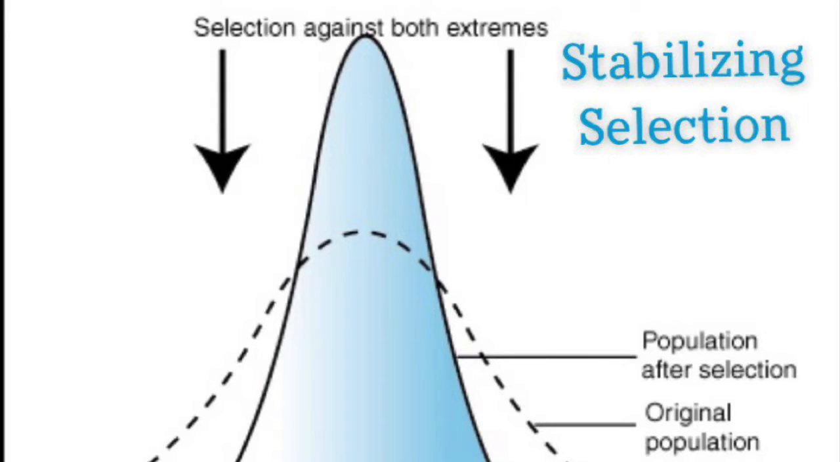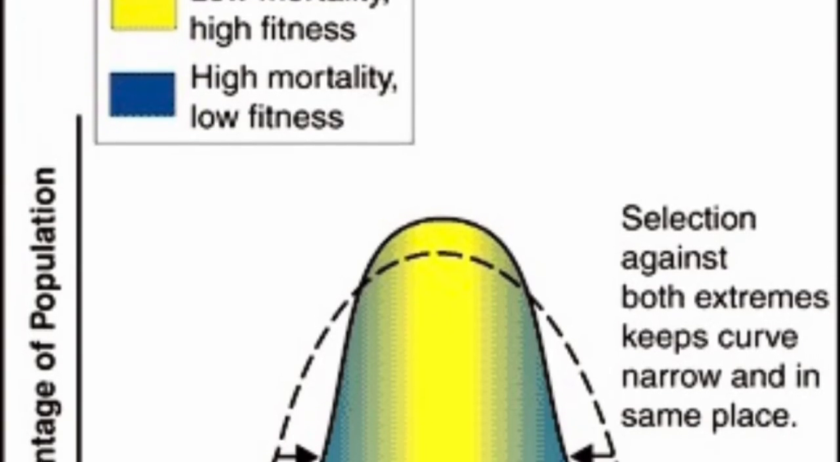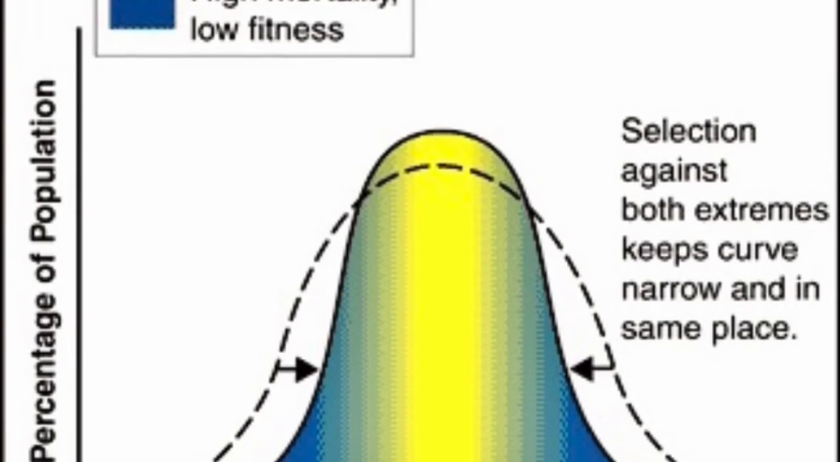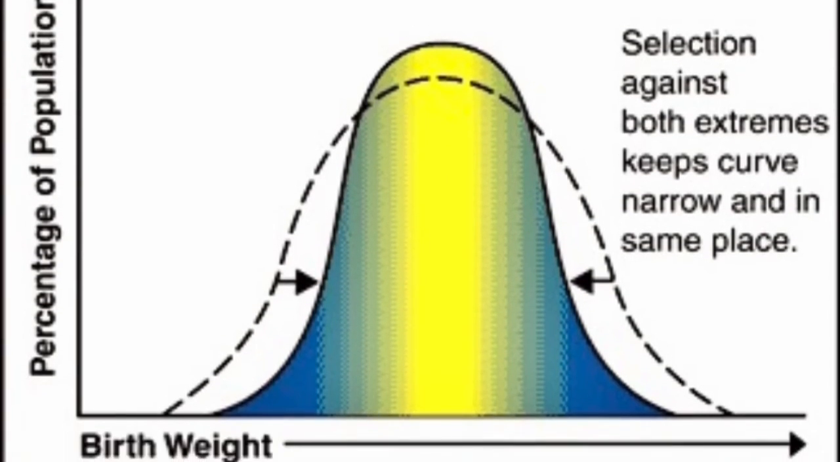When we look at the graph, we can see that the curve showing the population after natural selection is narrower than the curve showing the original population. This demonstrates that fewer individuals exhibit extreme forms of the trait. One example of this is baby birth weight, as babies with very small or very large weights have lower survivorship.